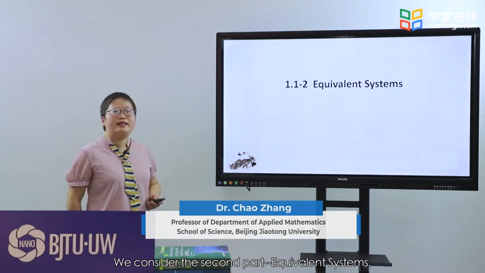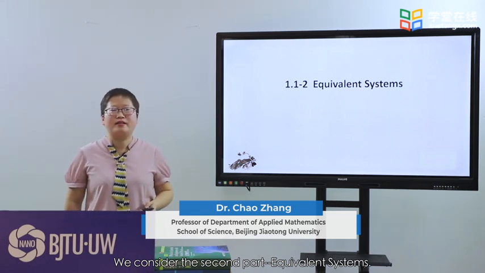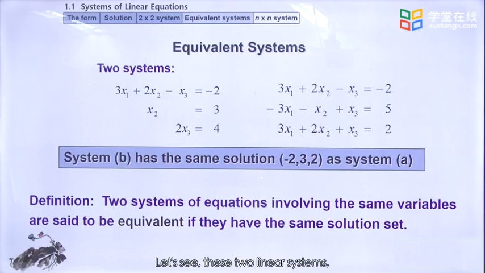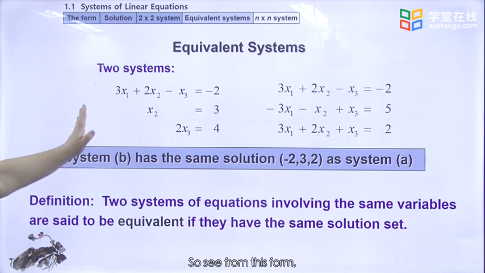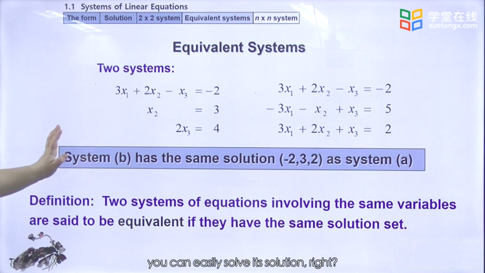We consider the second part, equivalent systems. Let's say these two linear systems, 3 by 3 linear systems. The first equation is 3x1 plus 2x2 minus x3 equals minus 2. The second equation is x2 equals 3, and the third one is 2x3 equals 4. See, from this form, you can easily solve its solution, right?